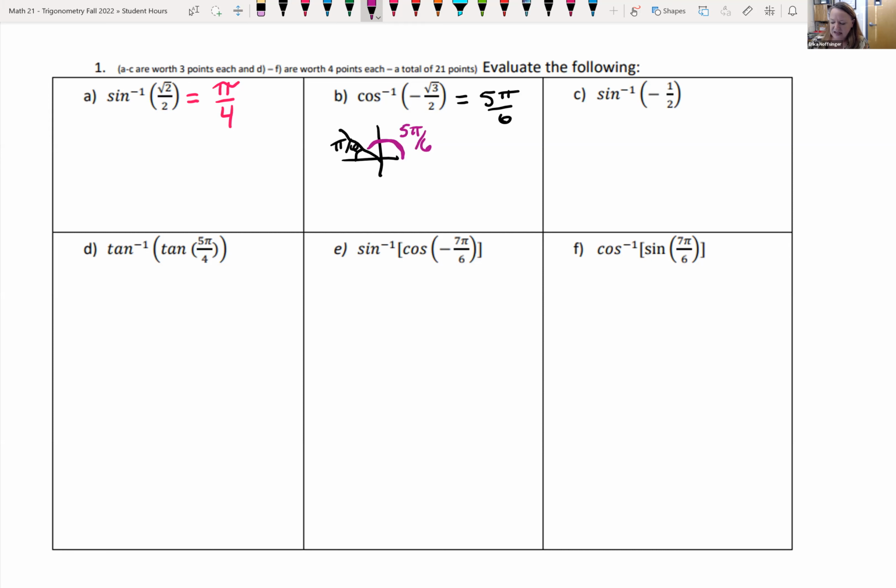Then we have sine inverse of negative 1/2. So I have a negative value. Sine inverse is between negative pi halves and pi halves. Since I have a negative value, I know I'm in quadrant 4. I think about the positive. Sine of what gives me back positive 1/2, which is 30 degrees or pi 6. And so getting that down into the fourth quadrant between negative pi halves and pi halves, this would be negative pi 6.